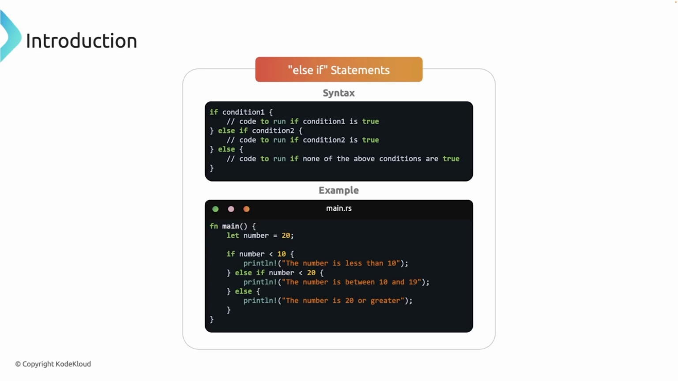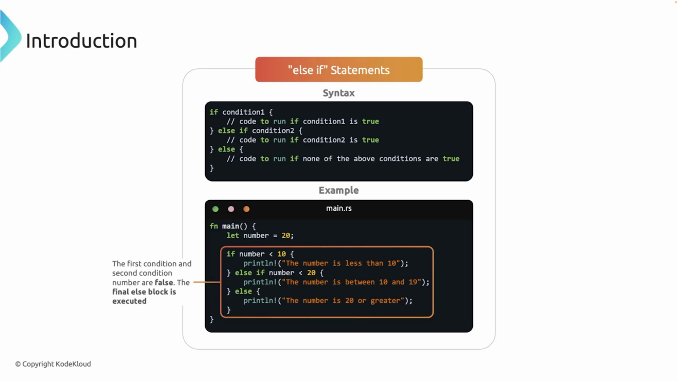Over here, you have a number that's initialized to 20. You have one if block, one else if block, and one else block. For the first if condition, it asks that the number should be less than 10. It will evaluate to false. Then you have that the number should be less than 20. It's also going to evaluate to false. And in the end, the else block is going to run, which is that the number is 20 or greater.